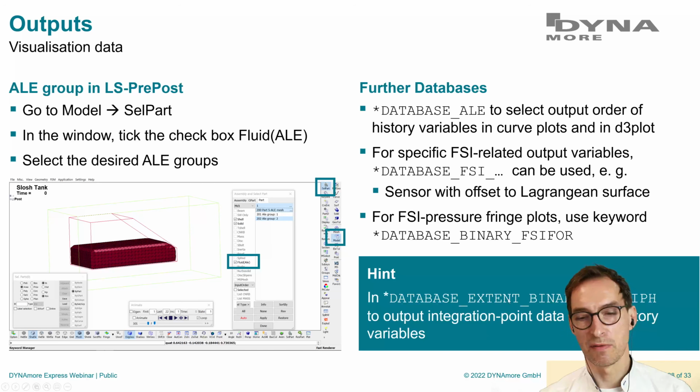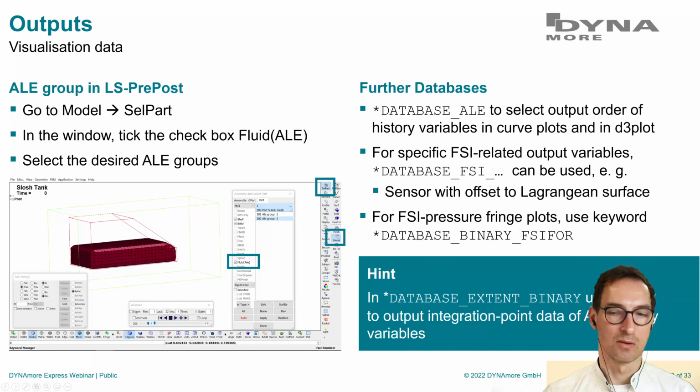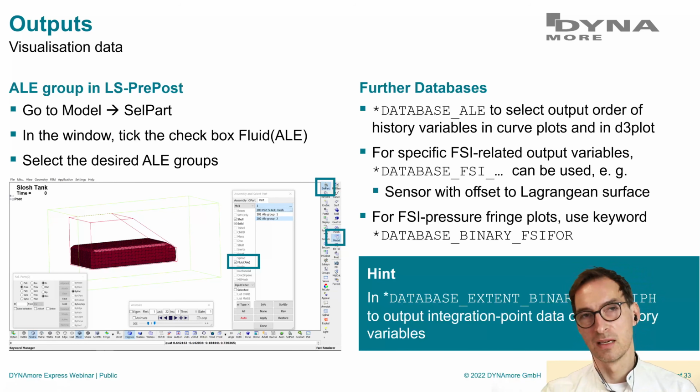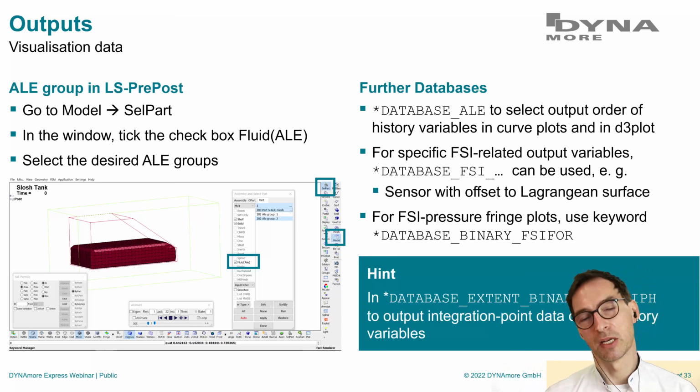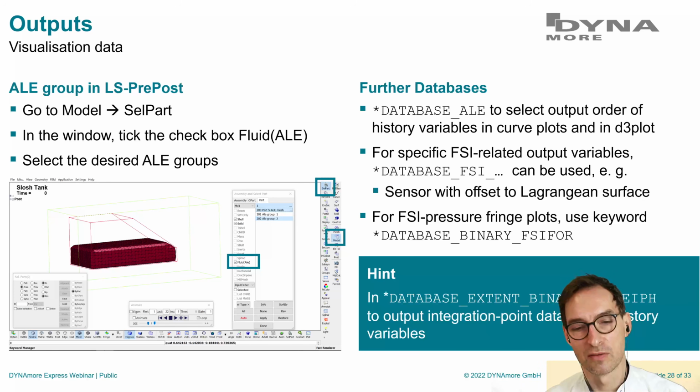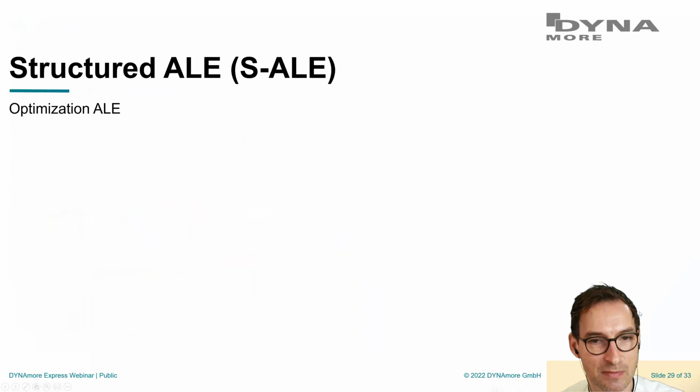And these you find in the history variables, but in order to activate it, you have to use the keyword *DATABASE_EXTENT_BINARY. And here is the parameter NEIPH. There you have to set a certain value, 10 or whatever, in order to activate an extended output of history variables. This is also a common question we get: I have this material, it's supposed to have this history variable, but I don't see it. The solution to this one is to activate it.